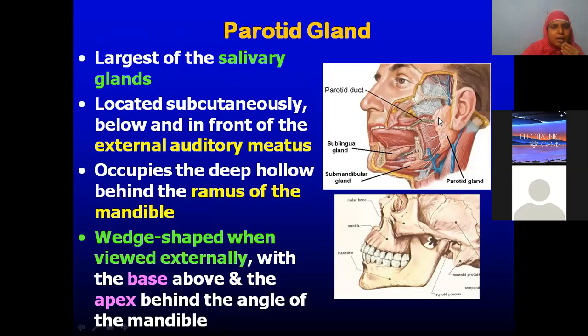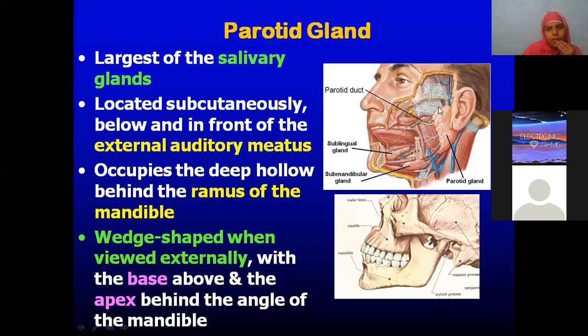This parotid gland is the largest salivary gland, located subcutaneously, below and in front of the external acoustic meatus. It occupies a deep hollow. Suppose you consider this as the ramus of the mandible; the gland is holding the ramus like this. It occupies the deep hollow behind the ramus of the mandible.